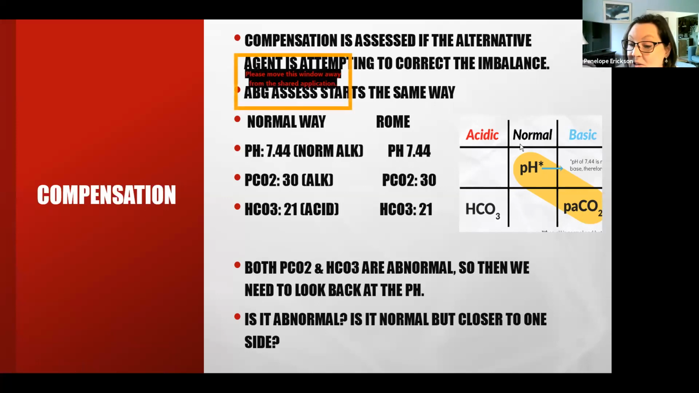So they must be either, if they're on a ventilator, we're hyperventilating them, and it's been going on long enough that the kidneys have kicked in and are getting rid of some bicarb to offset that alkalosis. Or they've been hyperventilating for a while. Something like that is going on.